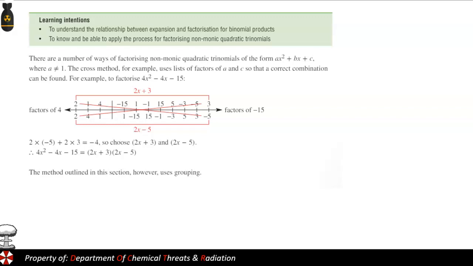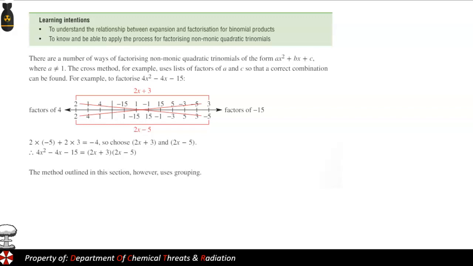One method, which is referred to as the cross method, is shown below. It starts by using a list of factors for a and c, and then uses that to find a correct combination. For example, with 4x squared minus 4x minus 15, we're looking at factors of 4 on this side and factors of 15 on this side, and following that process to see what we find. What's common? We've got 2x plus 3, 2x minus 5. That's one way you can do it. It can be a little bit clunky.